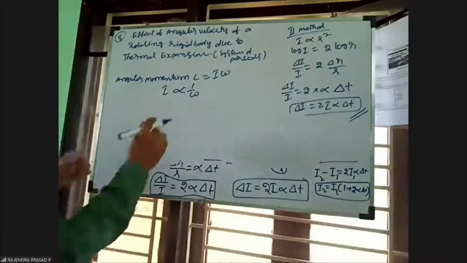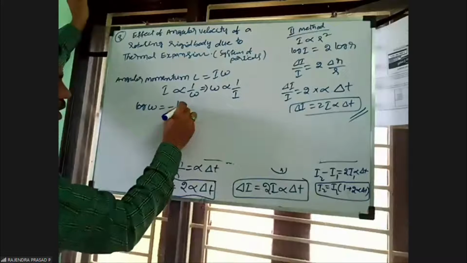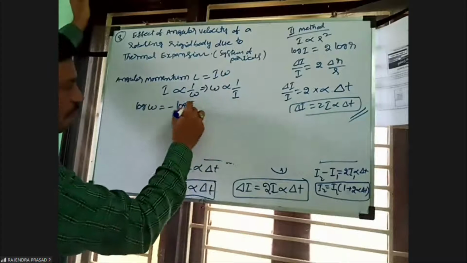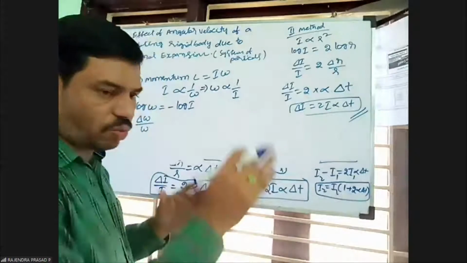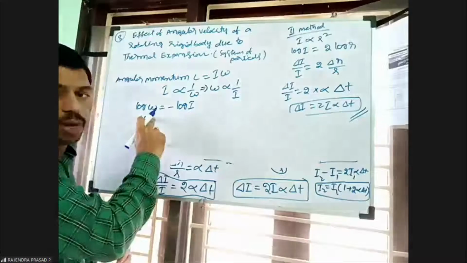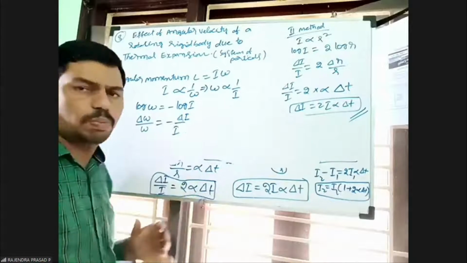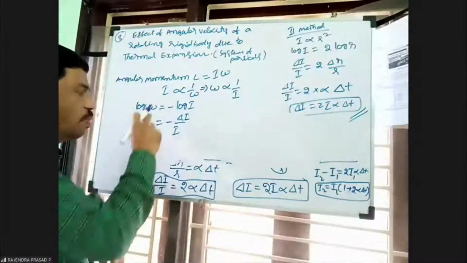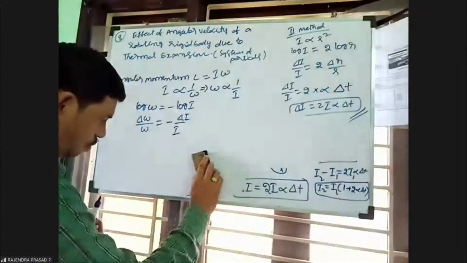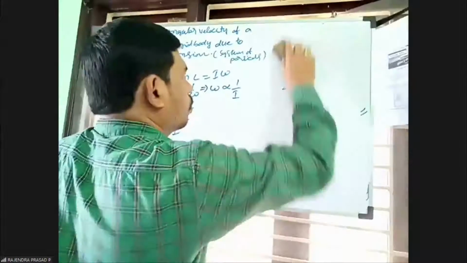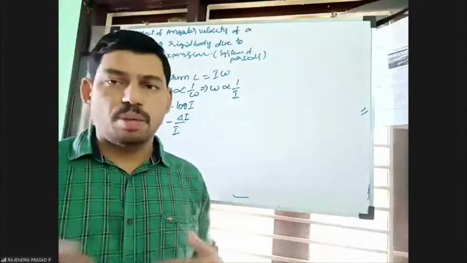Take log on both sides. Omega is proportional to 1 by I, so log omega is equal to minus log I. Using the differentiation of log x, 1 by x into dx, we get 1 by omega into delta omega equals minus 1 by I into delta I. So delta omega by omega is equal to minus delta I by I. Inversely proportional takes a minus sign; directly proportional is positive.